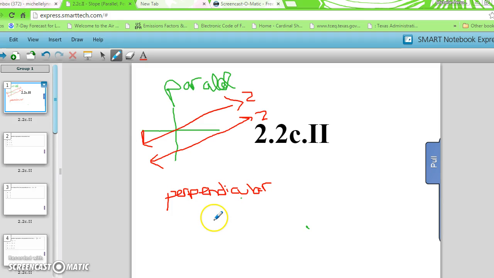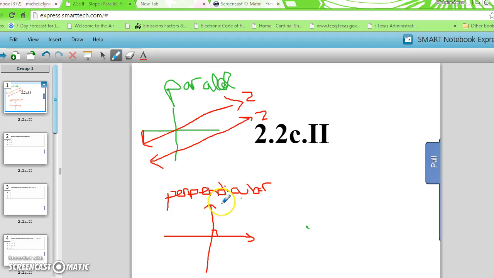I'm going to attempt to draw. This actually looks like a perpendicular line. They cross each other at a right angle, which is 90 degrees. The thing about perpendicular lines, I want you to remember this: perpendicular, flip it, change the sign. Flip it, change the sign.